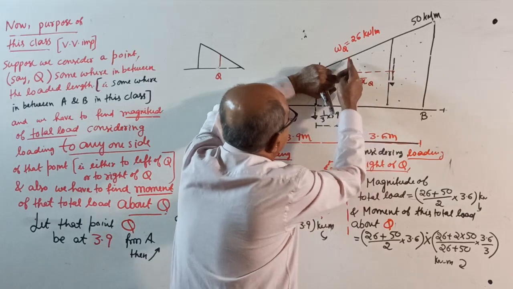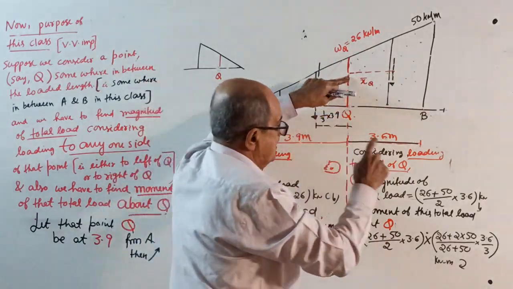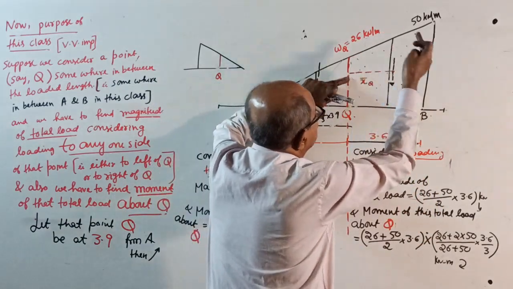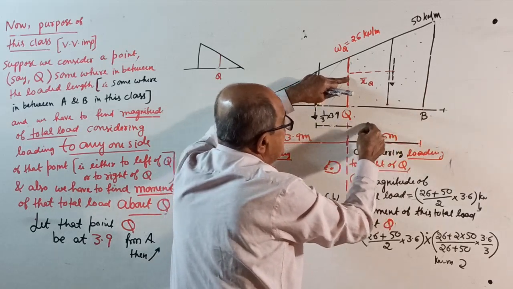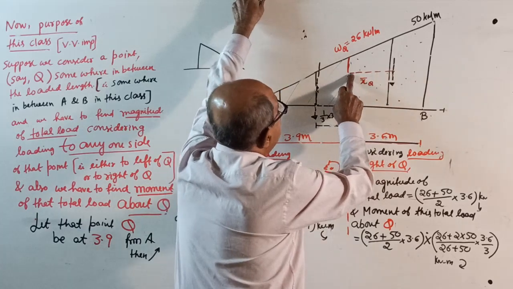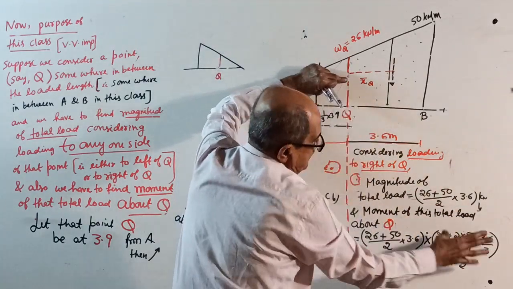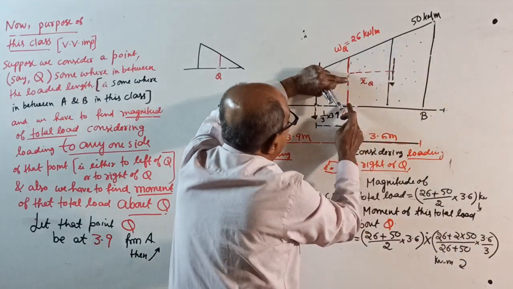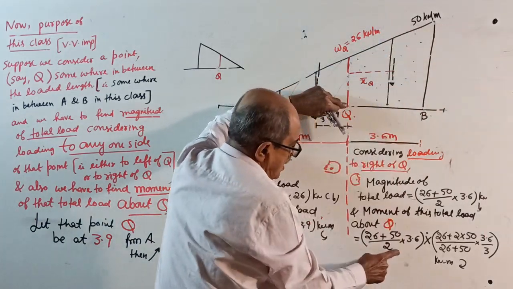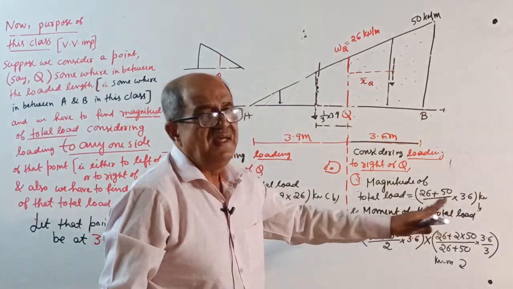This x bar from here, from this side you want. The formula is, from where you want, we want from the 26 side: that side first, plus twice the other side, divided by that side plus the other side, multiplied by the distance between the two parallel sides, divided by 3. Therefore, you write here, this x bar equals 26 plus twice of 50, divided by 26 plus 50, into 3.6 by 3 is the distance. Now the moment about this point equals the total load I wrote here into this distance, this way. Okay. Write all this. If you want, calculate the answer.